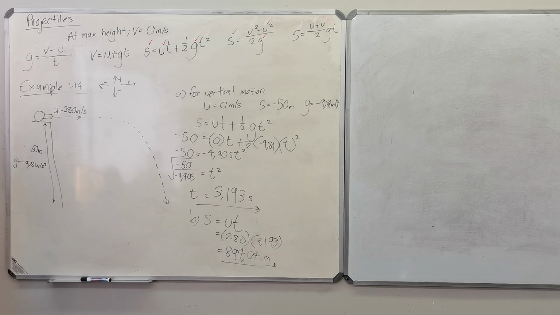Now they want to know the velocity when it hits the ground. How would we do that? Similarly to how we did the vertical projectile motions.